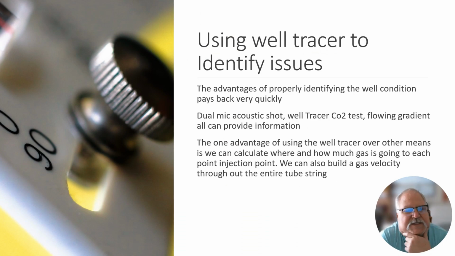So now we'll talk about well tracer because we use that a lot. The advantage of properly identifying the well condition, and it does pay back very quickly, is that as soon as we know where the gas is actually going, we can calculate velocities throughout the entire tubing string. And we know how long it's going to take to get from the bottom hole spring to that first valve, to the second valve, to the third valve. And then we can say, hey, look, it's going to take 30 minutes for that plunger to come up if you're injecting this because of where the gas is going, and accept it.